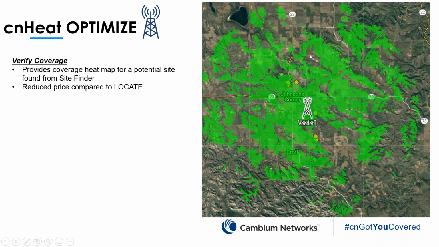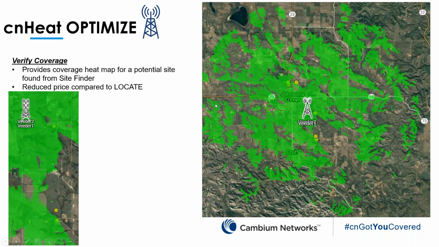And when we provide this heat map, it doesn't have the prettiness of locate, but it gives you a nice Fresnel zone view of coverage so you can get an idea of how far away you are and the subscribers that actually do have coverage or not. As a result, we can offer this heat map at a much reduced price compared to the locate heat map, so that you can verify that the tower placement can hit the subscribers and you can see what else it can hit or how close it comes.